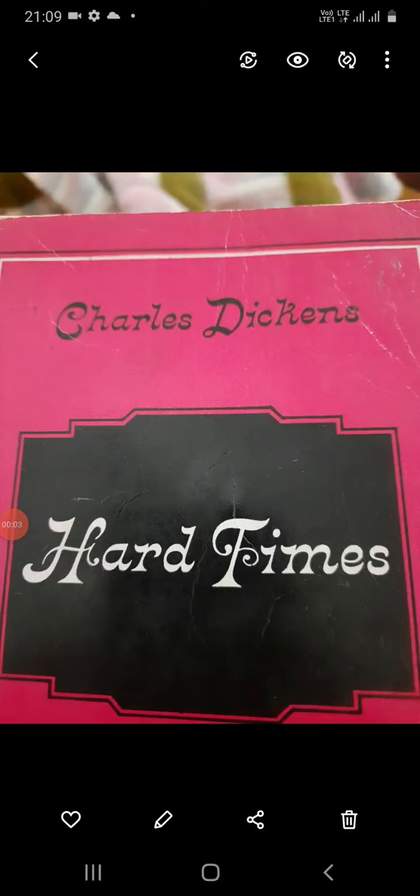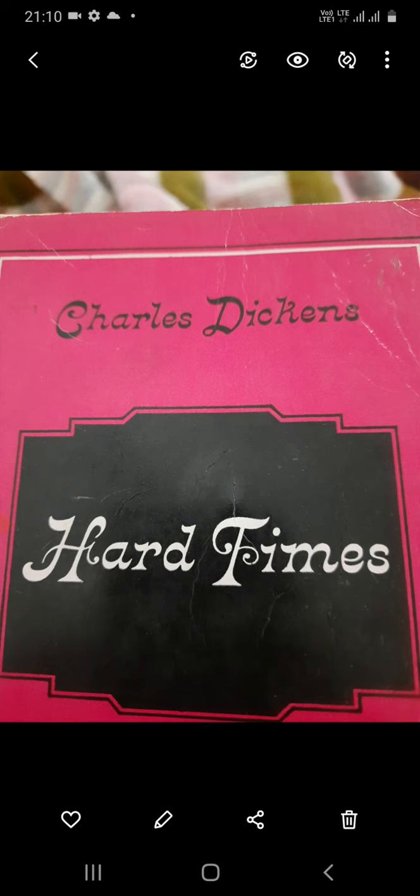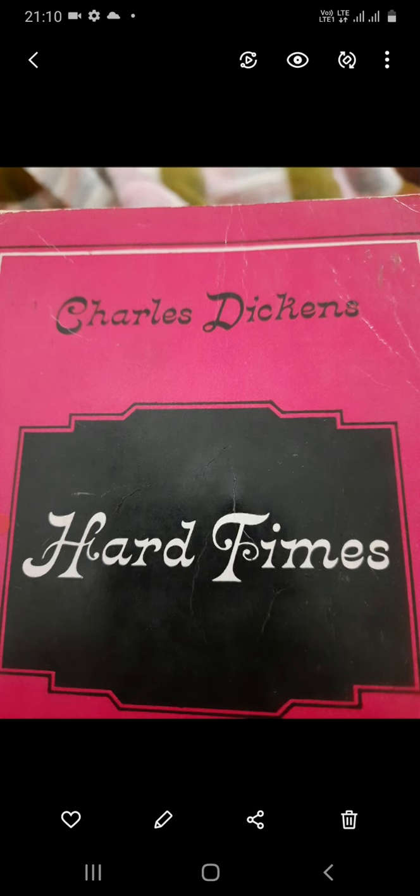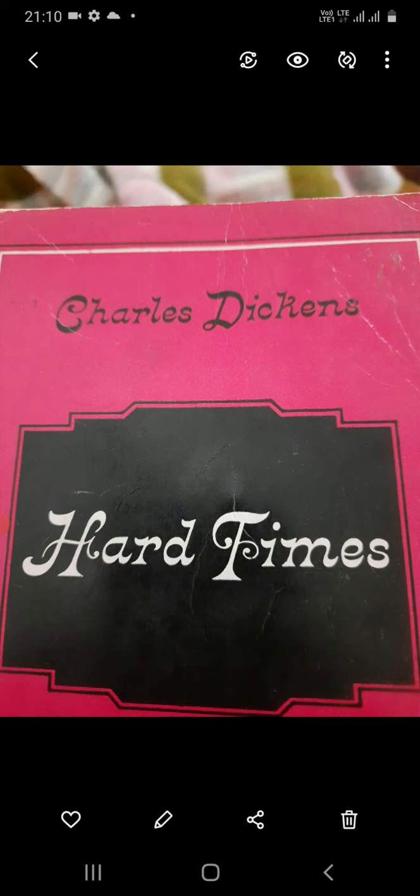So the first character we take is Thomas Gradgrind. Let us take Mr. Bounderby as well. Both Gradgrind and Bounderby are representations of the utilitarian philosophy of life, or you can say utilitarianism of Victorian England. They represent the idea of utilitarianism. They are the personifications of utilitarianism.